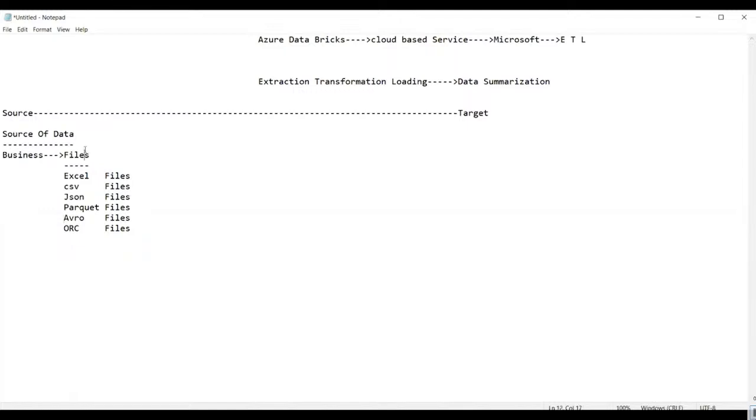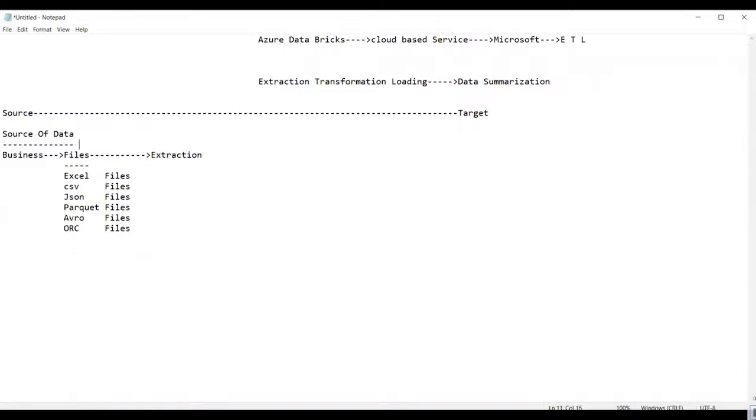So this is the data we get from these files. What we do from these files, guys, is we get the data. Ultimately, we pull in the data by using the process called extraction. So extraction is done.